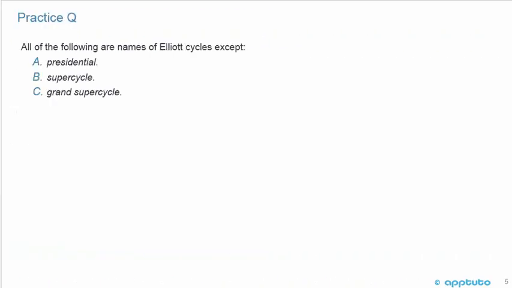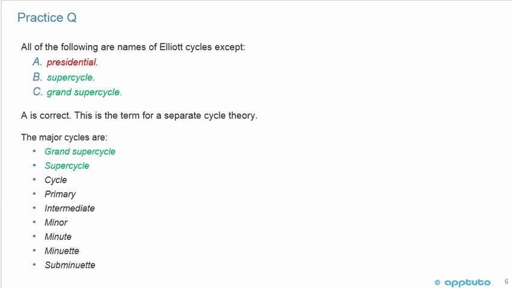So we'll do a quick practice question to check our understanding. All of the following are names of Elliott cycles except for A, presidential, B, supercycle, or C, grand supercycle. Okay, this question was pretty easy. It was looking for the negative. So all of the following are names of Elliott cycles except for A, presidential. The term presidential, that was a previous LOS, that's a term for a separate cycle theory.